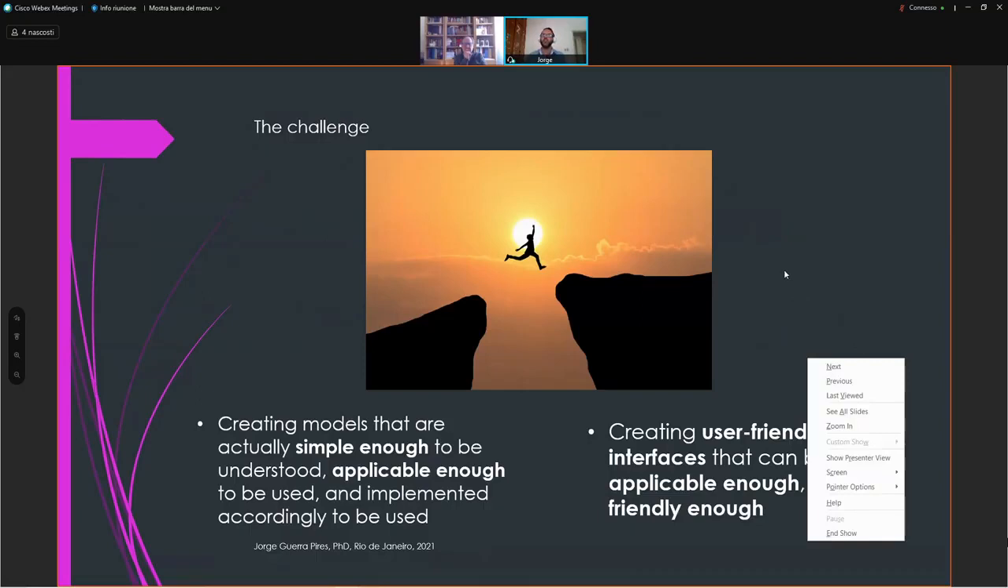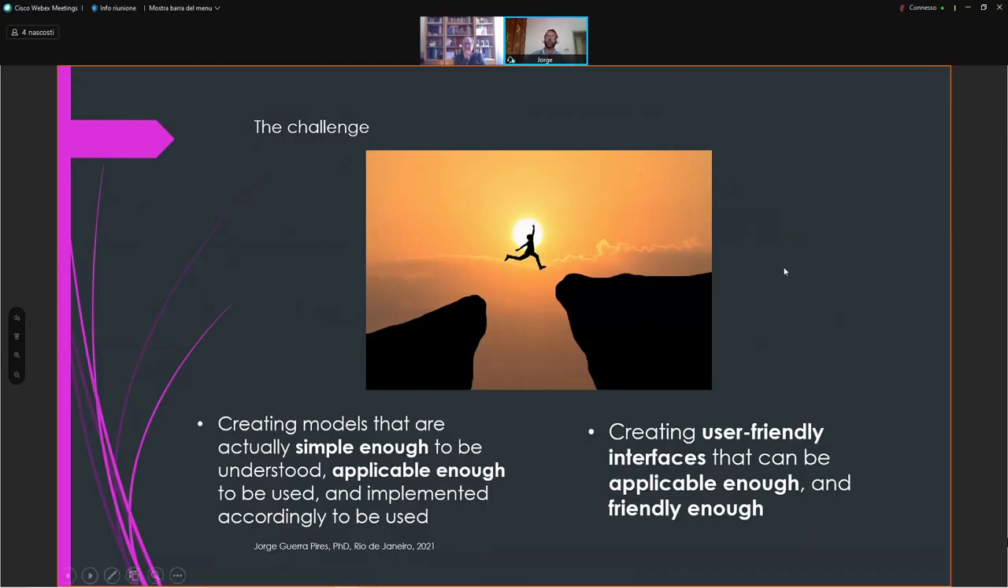So creating an interface that is user-friendly, applicable enough and friendly enough is one of the challenges. As Marco already said, that was a very nice point. The user-friendly interface has to do with who is using the system, but that's not very easy to find out, because you never know who is going to use your system. You may think it's user-friendly, but when the users see the system, they may say that they don't think it's user-friendly, that it's very hard to use.